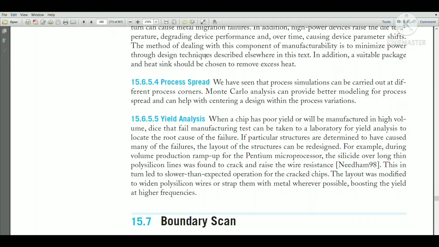Okay. Yield analysis. When a chip has a poor yield or will be manufactured in high volume, dies that fail manufacturing test can be taken to a laboratory for yield analysis to locate the root cause of the failure. If particular structures are determined to have caused many of the failures, the layout of the structures can be redesigned.